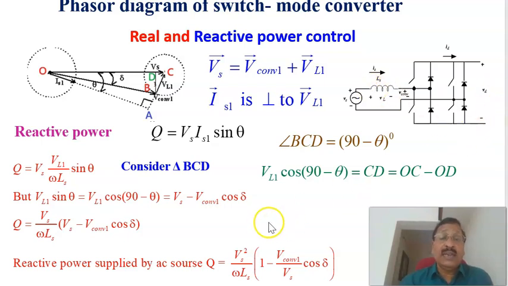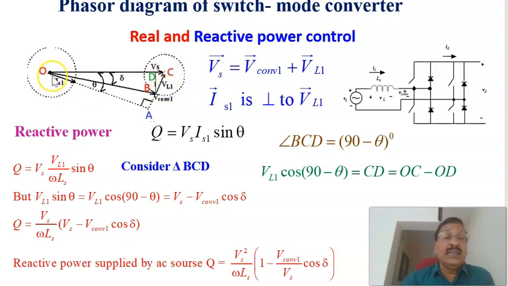What we have to control is the magnitude of the converter 1 voltage and the phase angle of the converter voltage with respect to the grid voltage. That is, delta is to be controlled. Similarly, the magnitude of V converter is controlled. If you see the locus of V converter 1, it changes like a circle. Based on that, VL1 is changing, and the phase of VL1 will be changing.